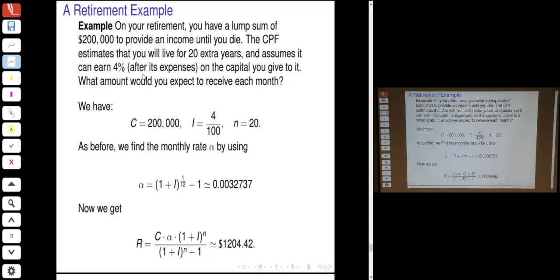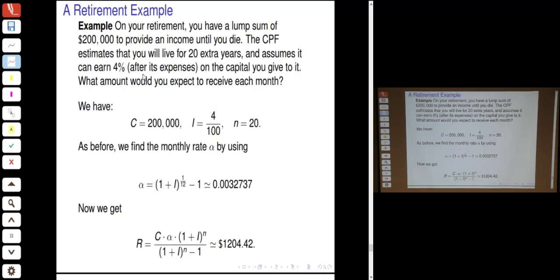So you invest it with the CPF board, and the board estimates that you will live for 20 extra years. In the previous slide we saw an example of 23 extra years, but for calculation purposes it's easier to do 20 years. So let's do 20 years here. So suppose the board estimates using measures of average life expectancy that you will live for 20 extra years, and it also looks at its investments and decides that after all its expenses and payouts, it can earn 4% annually on the capital that you give.